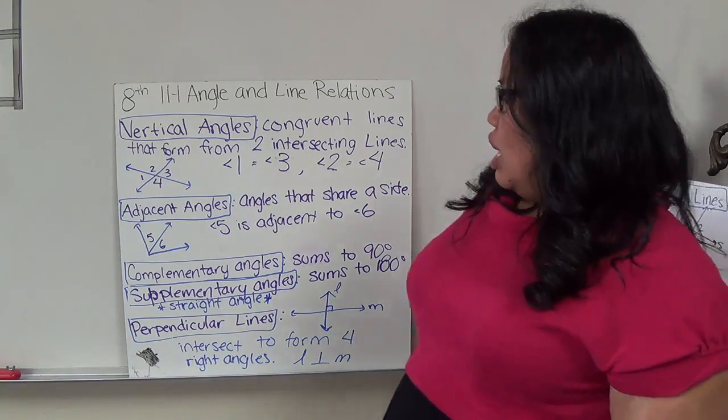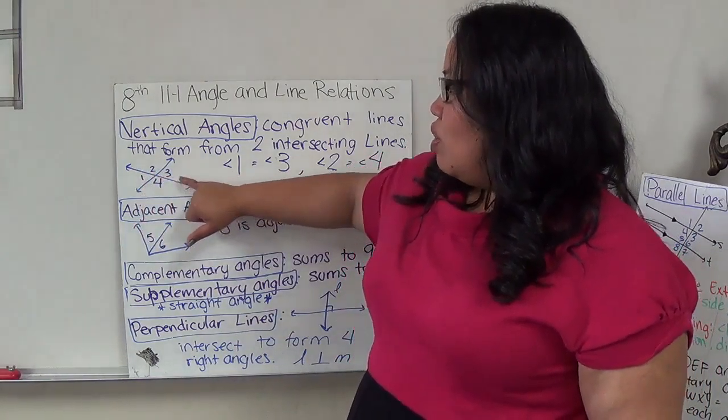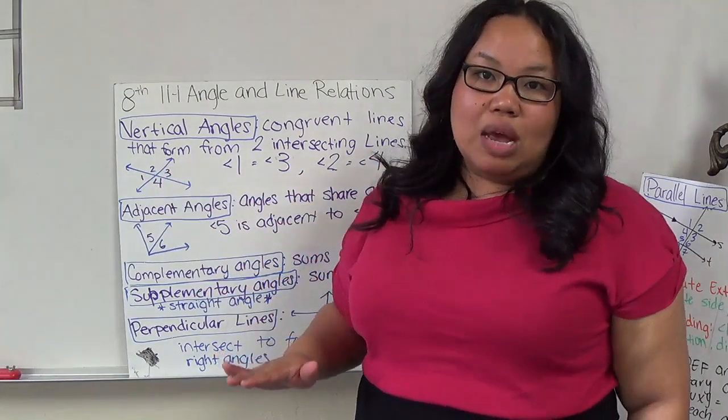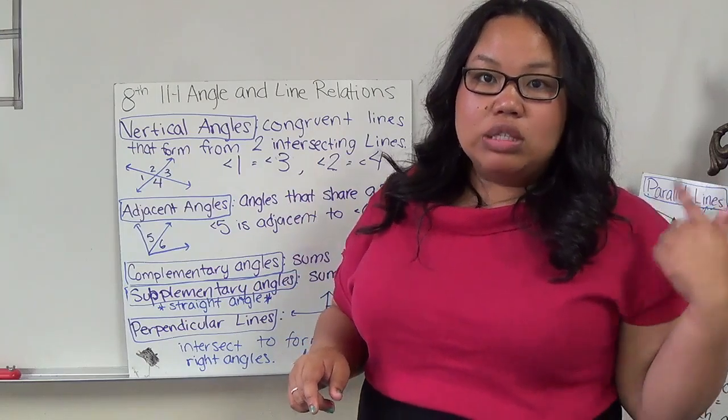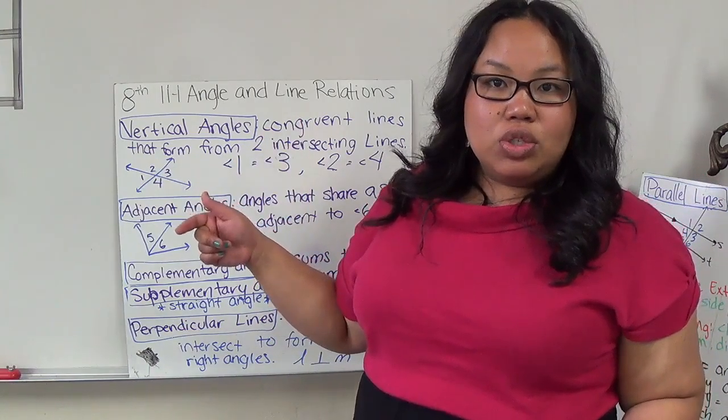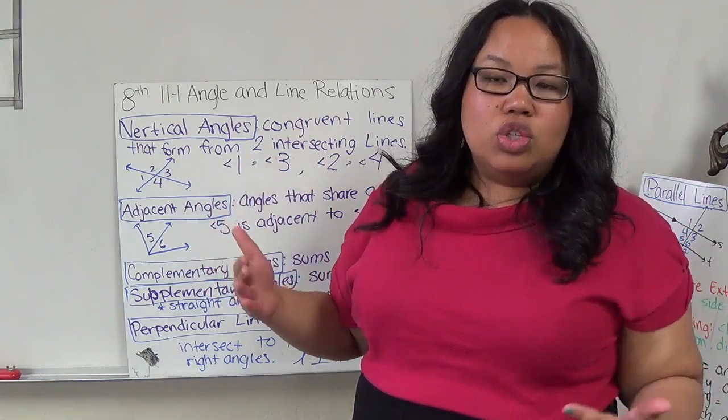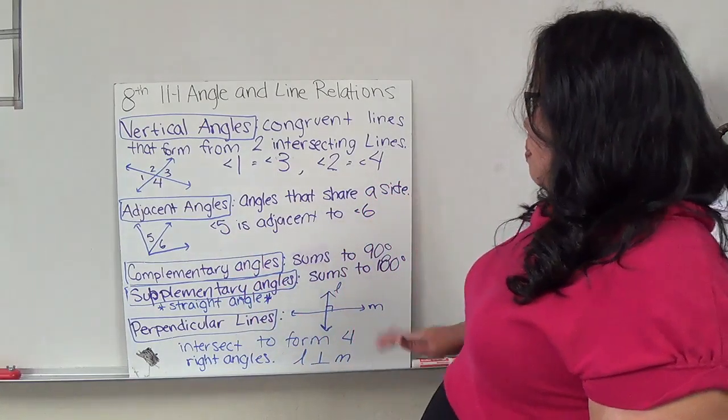And as you can see, they make a straight line with their neighboring angles. Anytime you see a straight line, automatically you're thinking 180 degrees. Same thing with all the angles of a triangle. Anytime you see a straight line, the angles should add up to 180 degrees.